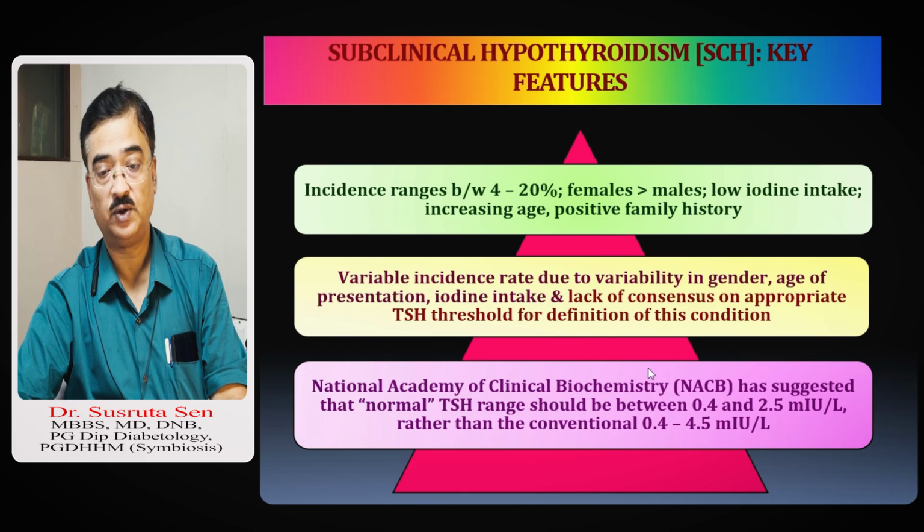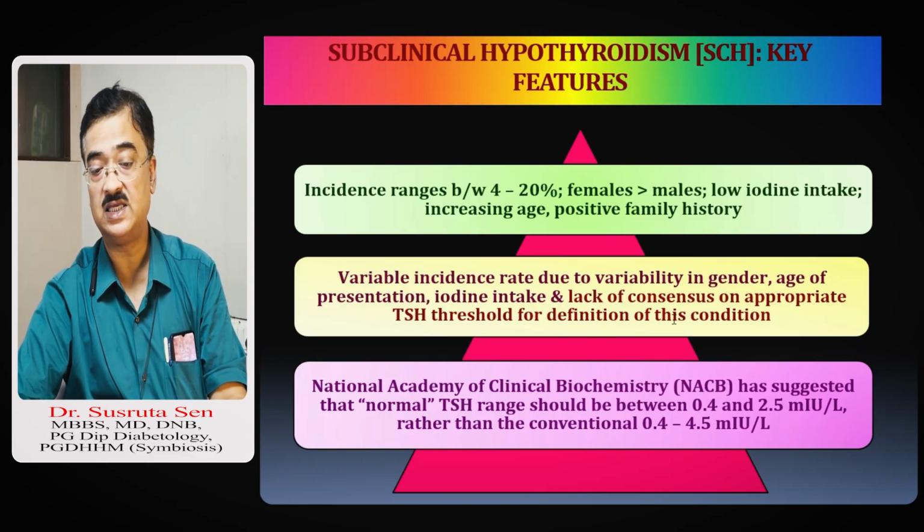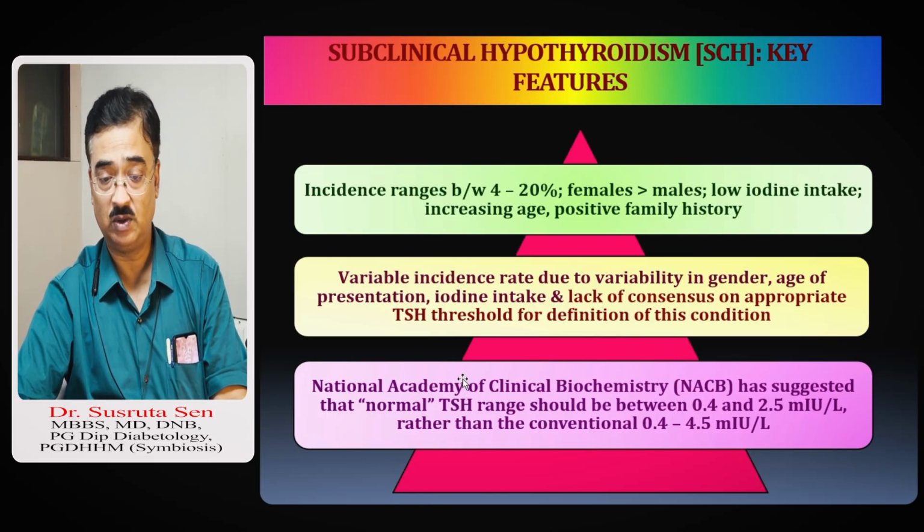Now, the key features of subclinical hypothyroidism: incidence ranges between 4 to 20% of the population, with females more than males, particularly high with low iodine intake, increased age, or somebody who has a positive family history. Variables like age, gender, lack of consciousness are making things even more difficult, because regular checking is sometimes not possible.